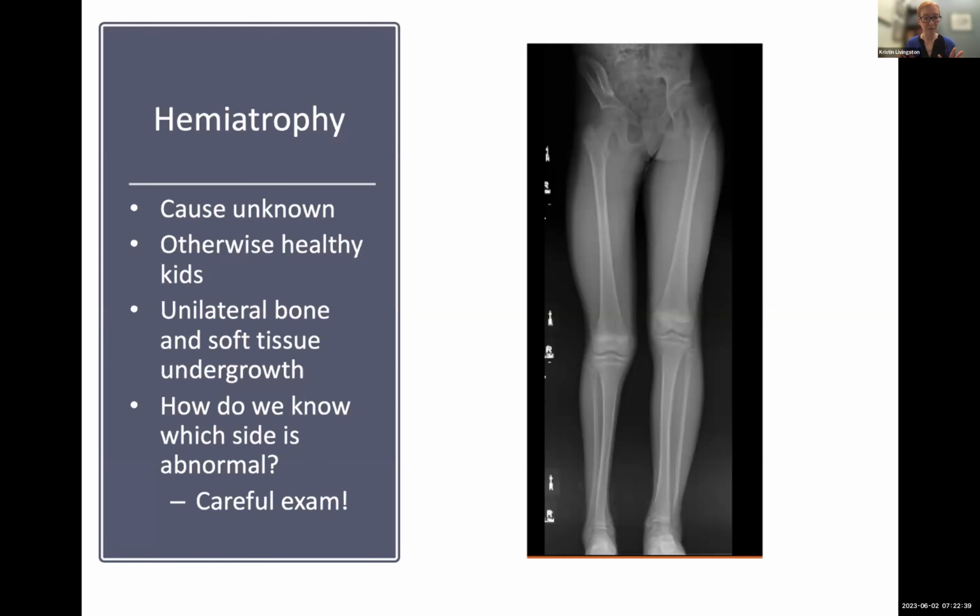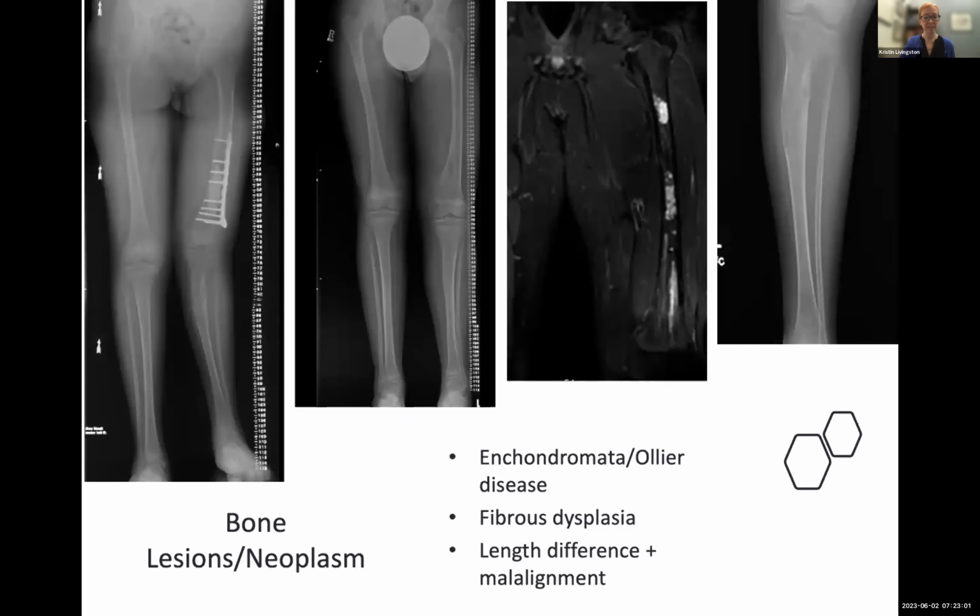One of the things you have to ask yourself when you're seeing a patient with one limb that's just proportionally bigger than the other is: is the small leg the abnormal one, or is the big leg the abnormal one? That's something you just have to do a careful physical exam for. Usually one limb will appear significantly different and doesn't match the child. And then, of course, we have limb length differences as a result of bone neoplasms or bone lesions. These are some examples. For example, Ollier's disease with multiple enchondromata can cause limb shortening. Fibrous dysplasia can also lead to shortening of the limb, and these lesions can lead to malalignment as well.